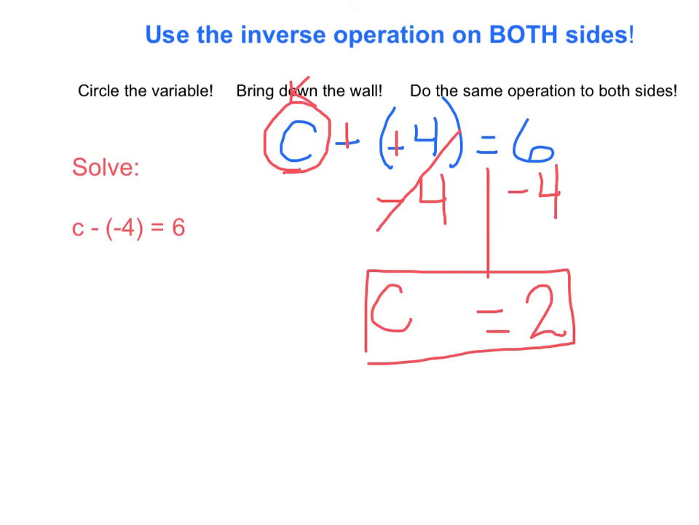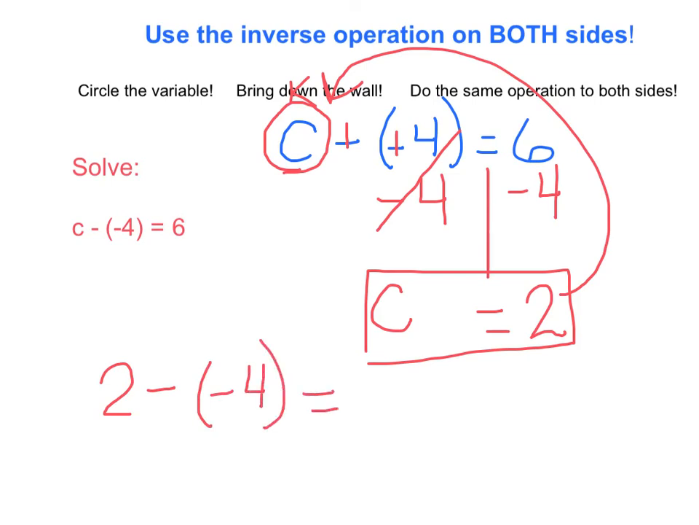Now I want to check it. So I'm going to take the 2 and plug it back in where the C is. And I have 2 minus negative 4, since that was my original. Keep, change. And I have 2 plus a positive 4, which gives me 6. If this matches this, you know you have a true statement.